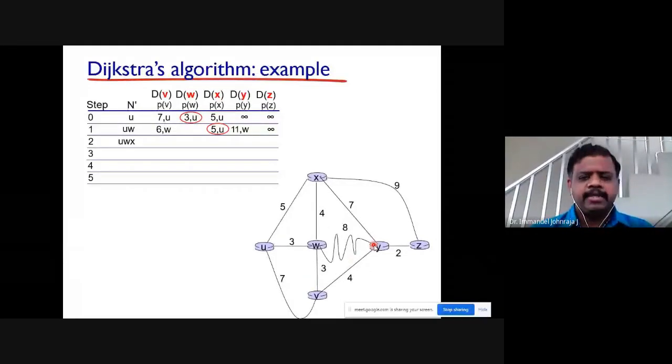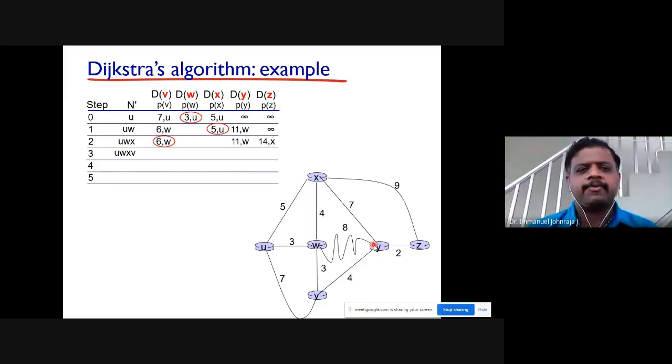All right. Like this, your story will continue. And wherever you have got the least path, that will be added to the N dash. That will not be calculated further. And the story continues. So now you have visited U, W, X and V. Next, you have got the least one. You have added V.